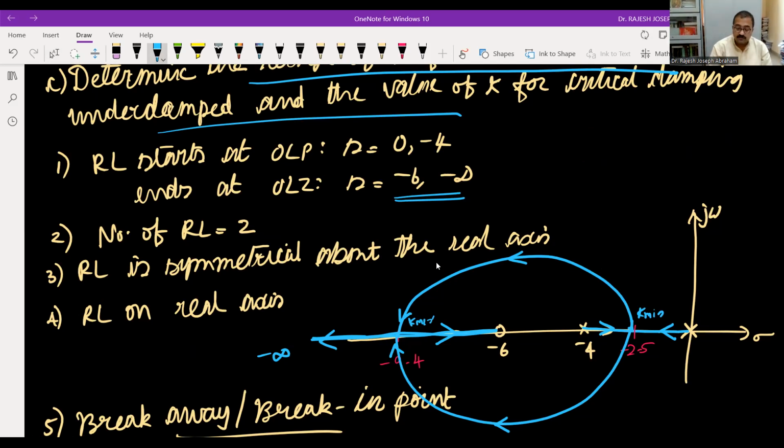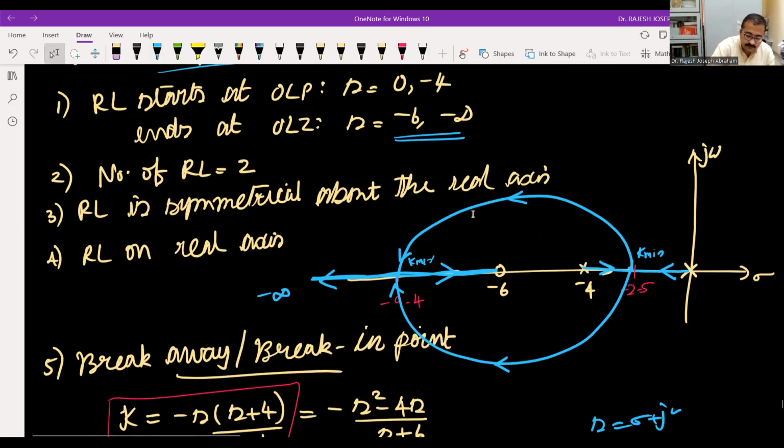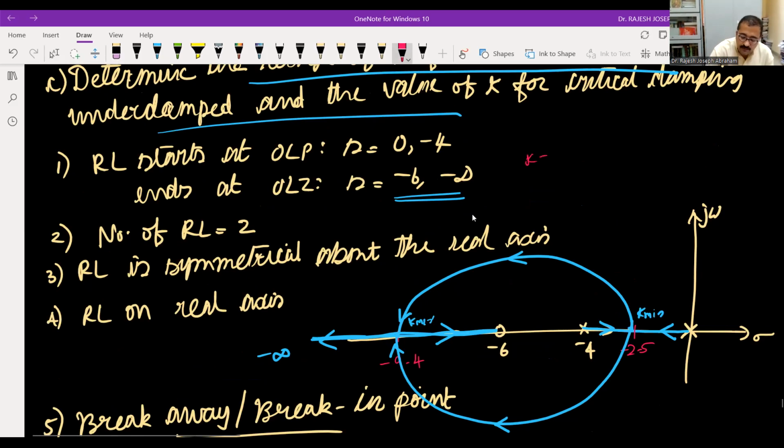So how can you find that? You have to find what is the value of k at this particular point. Okay, so we know that this breakaway point is at minus 2.5, right? So that means you have to find the magnitude. K will be equal to what? 1 by mod G(s)H(s) at s is equal to minus 2.5. That will give you the minimum value of K for underdamped. Okay, that means if you substitute this into this thing and find the magnitude, you will get 1.07.